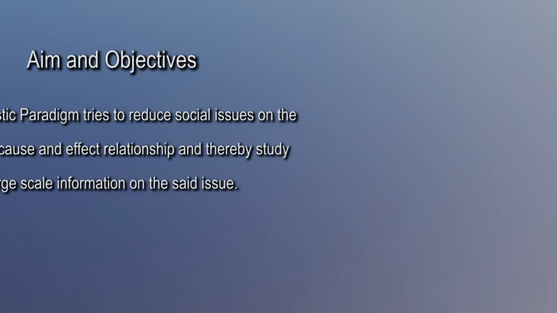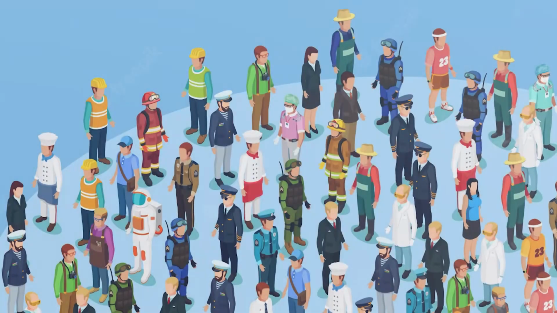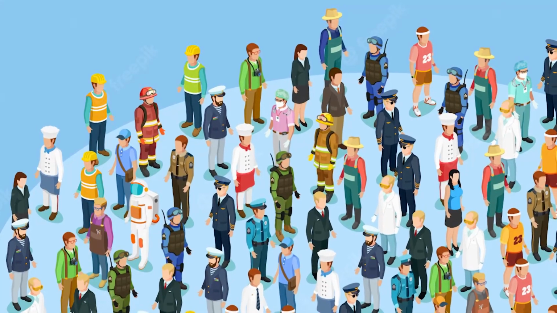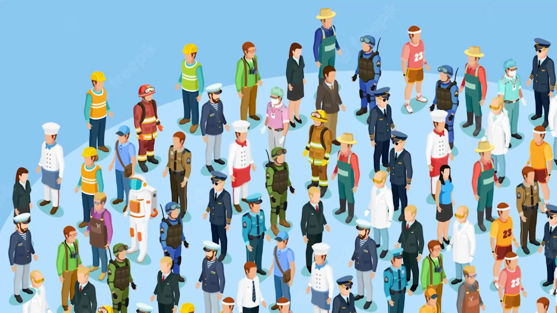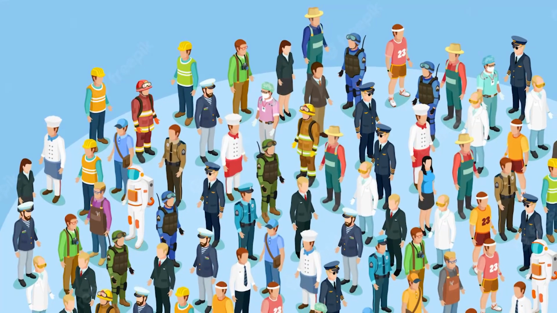So, what is the aim and objective of the positivistic paradigm? The positivistic paradigm tries to reduce social issues on the basis of a cause and effect relationship, and thereby also study large scale information on the said issue. Now, how can you study 500 people's experiences on a particular issue such as, say, unemployment? You cannot. It is not possible humanely.